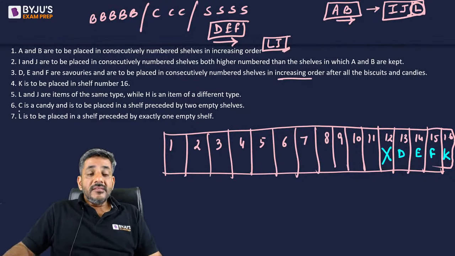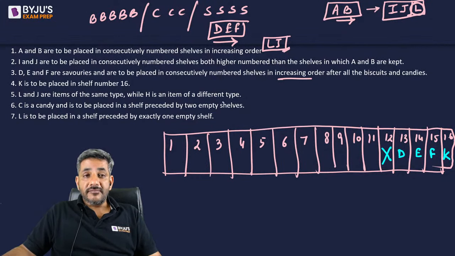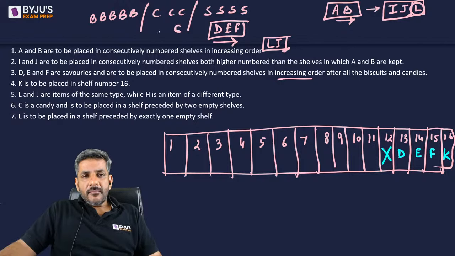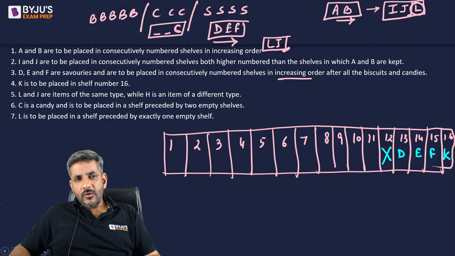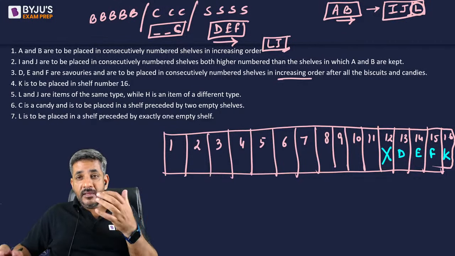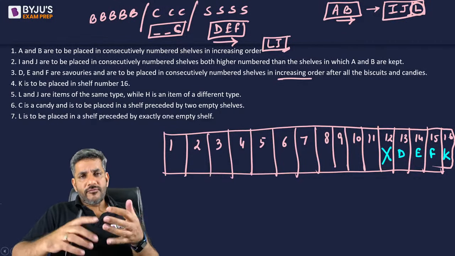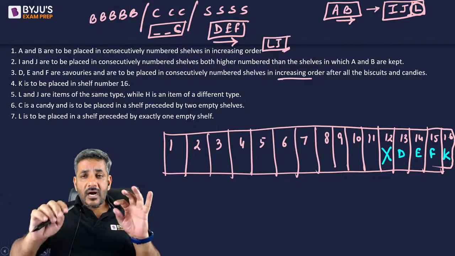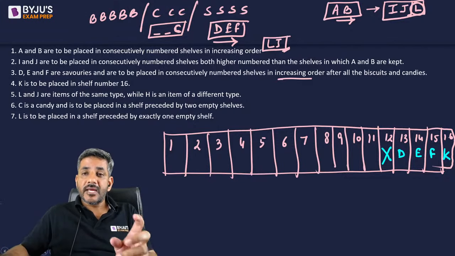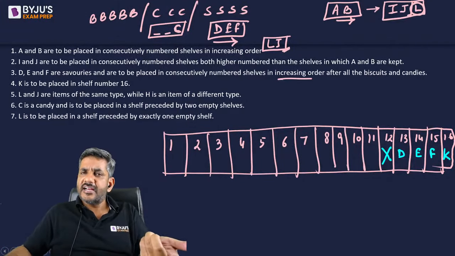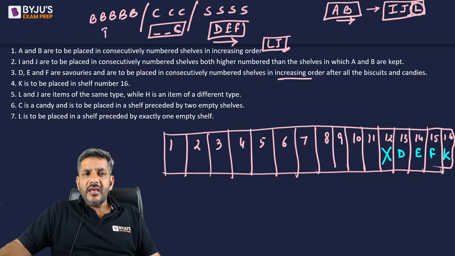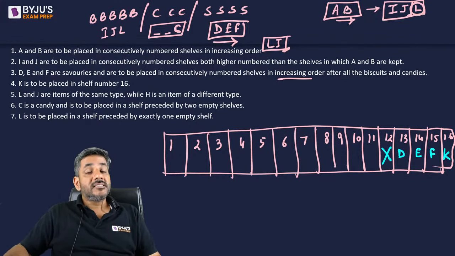Next. C is a candy and is to be placed in a shelf preceded by two empty shelves. Now C is a candy, right? It is to be placed such that it is preceded by two empty shelves. Now one of the candies is C. What can be the other two candies? Can they be I, J, L? Of course not. I, J and L, they all are of the same type, so they cannot be the three candies because one of the candies is C. So I, J and L, they all must be the biscuits.